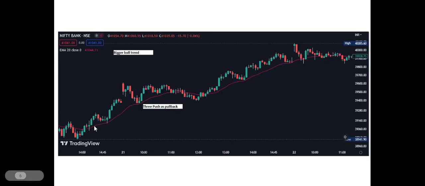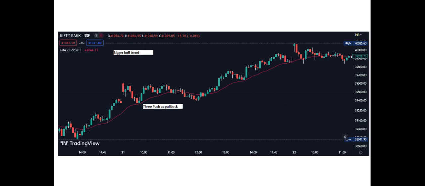Here there is a big bull run. There is a big bull move. In this big bull move, there is a small bear three push. This is a bear three push. So, this bear three push is nothing but a pullback in a bigger trend, and the bigger trend is in the opposite direction. So, when a big trend is happening in one direction, a three push is a pullback in the opposite direction. That pullback has to end after some time, and then the original trend has to restart. That's why it is causing a reversal.